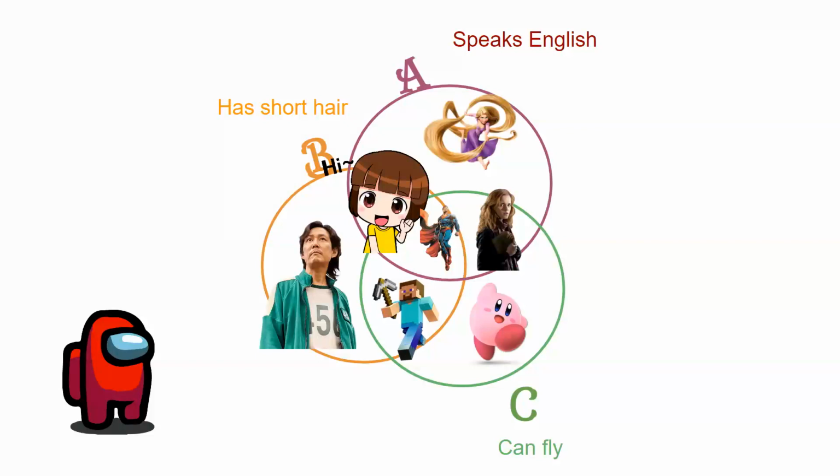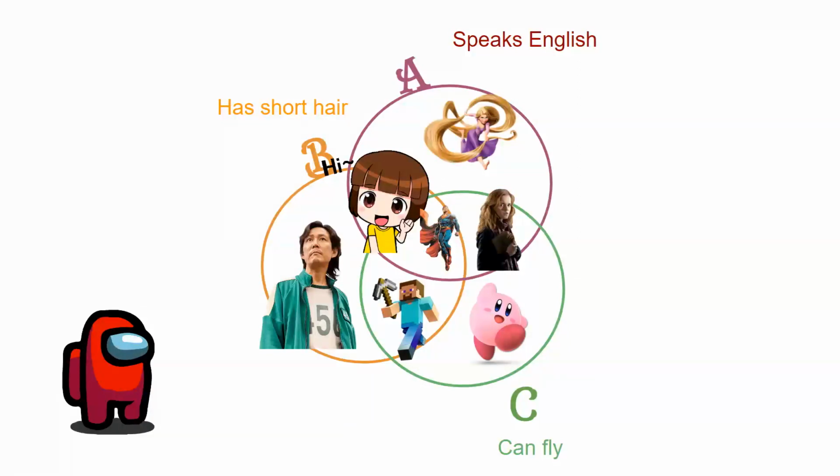These are the imaginary people who other folks might think about. So we have Superman in the middle because he has short hair, speaks English, and can fly. We have Hermione, who speaks English, but she can't really fly and she doesn't have short hair.